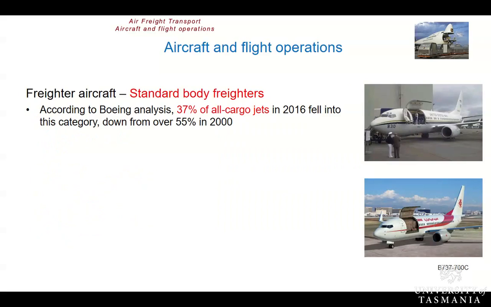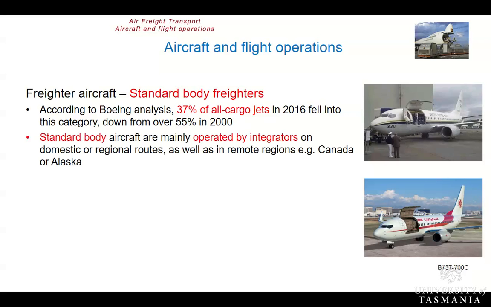Now, in many ways, if we were putting freighters into categories, we'd come up with 3 categories. And the first category we could call a standard body freighter. You could arguably call it a small body freighter, but we'll call it standard body. And according to Boeing, about a third of all freighters in service are standard body freighters. Now, the standard body freighter is typically utilised by integrators on domestic and regional routes and some regional areas like Alaska.